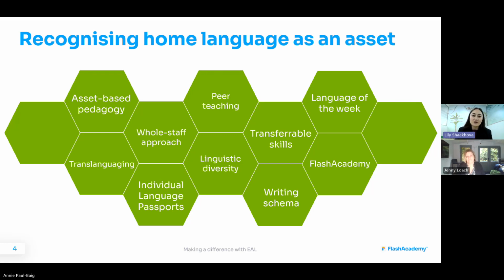The second key concept is translanguaging, which is using multiple languages fluidly. Research has shown that languages are not stored separately in multilingual brains. So when we remove those artificial boundaries, like English-only policies or other monolingual policies, we create environments for our students where they can transfer skills across languages, improving their overall learning.